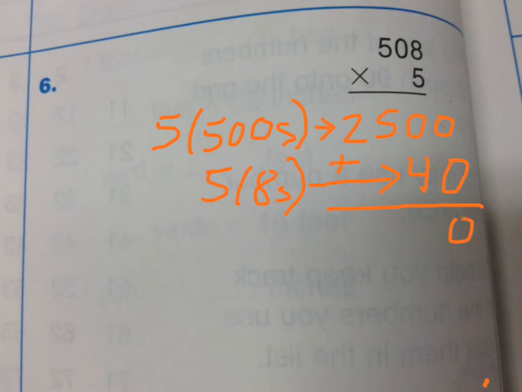And we now know that 508 times 5 is 2,540. And what looks like maybe a really tough multiplication problem is a lot simpler using the partial products algorithm.